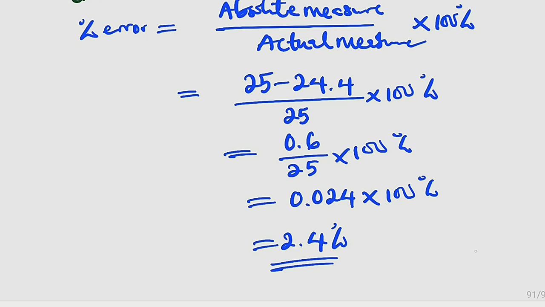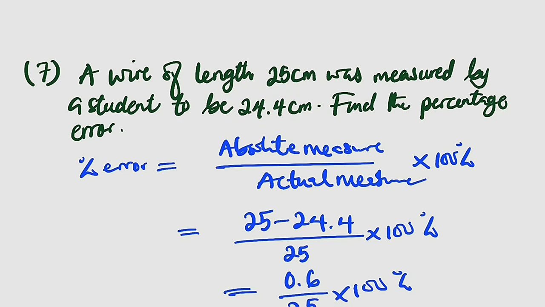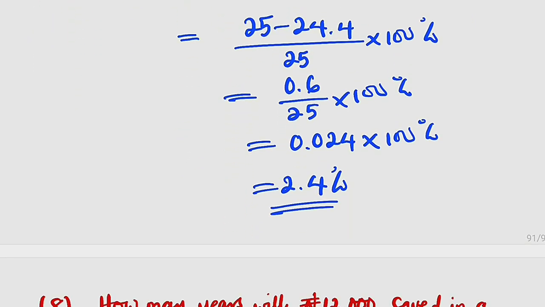Remember, this is an objective question, but suppose it is a theory question, you have to make a conclusion that we have what, 2.4% decrease. This is a decrease because remember that the actual measure is 25, which is more than the wrong estimate, 24.4. Let us move on to question number 8.